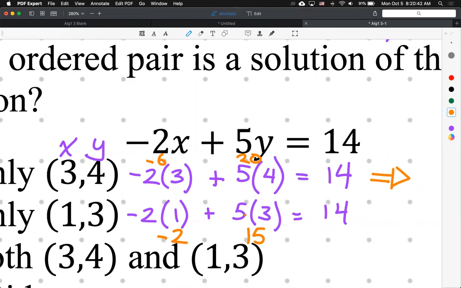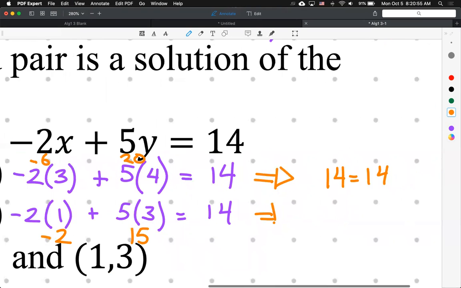If I add those two together, I get -2 plus 15. Alden? 13. So that means that this is eventually going to turn into 13 is equal to 14.